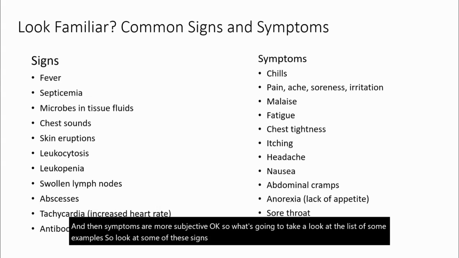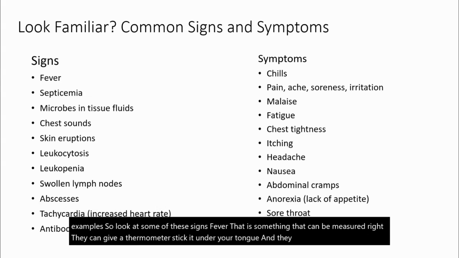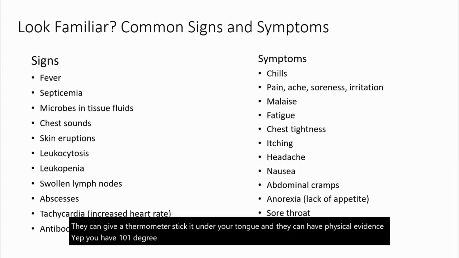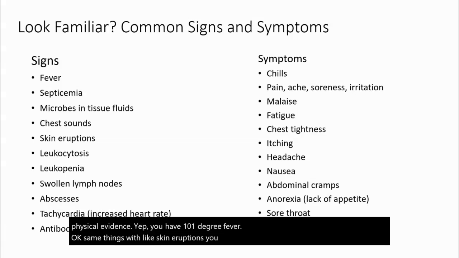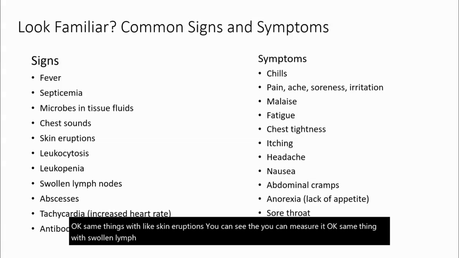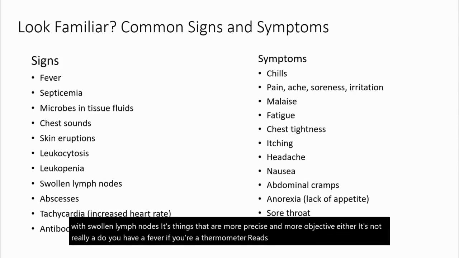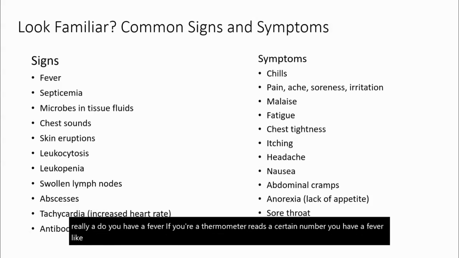Fever, that is something that can be measured, right? They can give you a thermometer, stick it under your tongue, and they can have physical evidence. Yep, you have a 101-degree fever. Okay. Same thing with skin eruptions. You can see the lesion, you can measure it. Okay. Same thing with swollen lymph nodes. It's things that are more precise and more objective. Okay? It's not really a, oh, do you have a fever? If your thermometer reads a certain number, you have a fever. Like there's really no debating it.